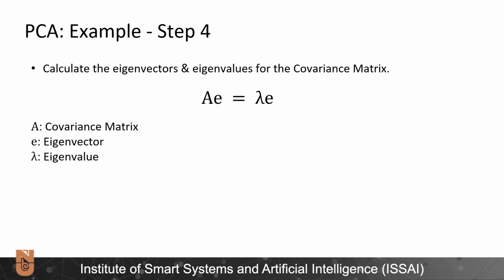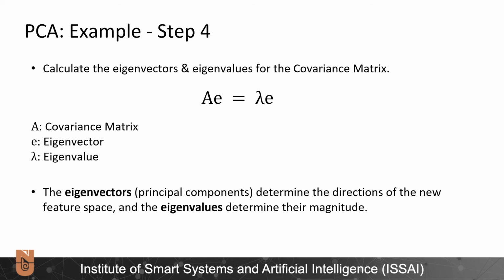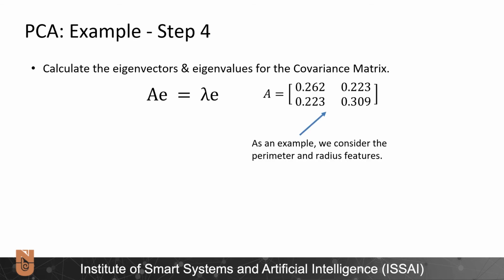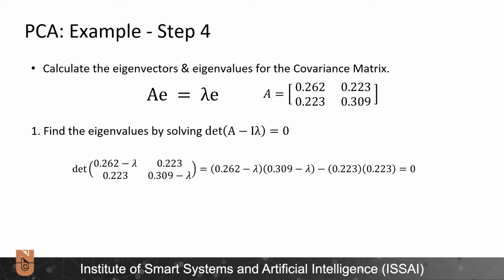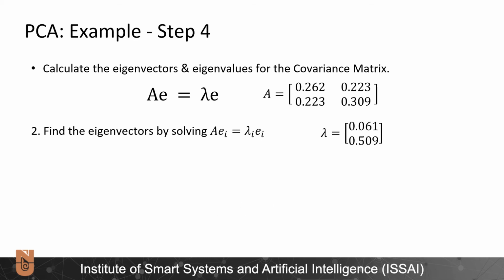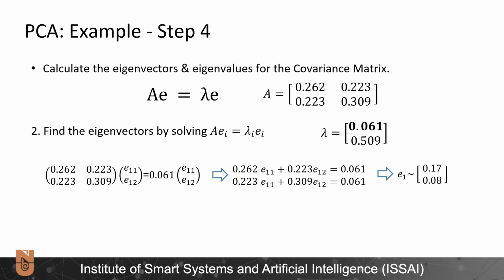Next step is to calculate the eigenvectors and eigenvalues for the covariance matrix. The eigenvectors will be our principal components. They determine the directions of the new feature space, and the eigenvalues determine their magnitude. To show how they are computed, let's consider the perimeter and radius features. First, we calculate the eigenvalues by solving the following equation. Next, we compute the eigenvectors by solving the system of linear equations for each eigenvalue, and then performing unit normalization to get our final eigenvector. We find the second eigenvector following the same procedure.